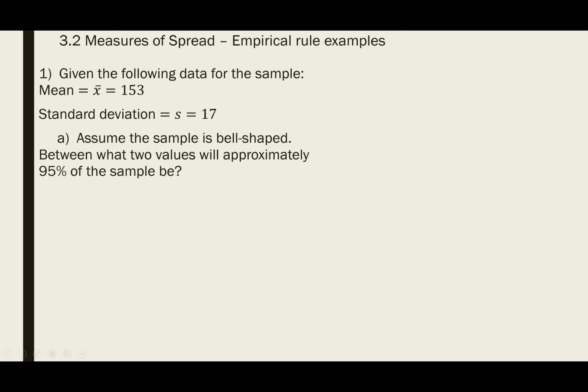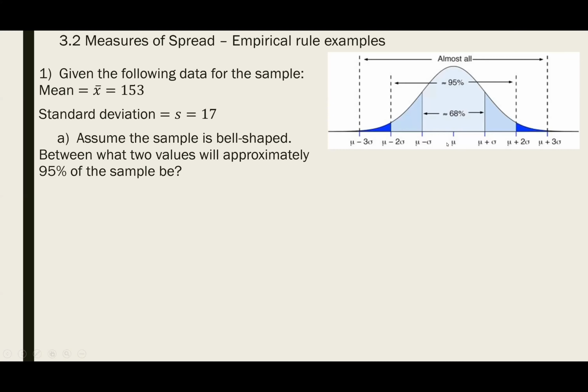So assume that the sample is a bell-shaped curve, and like I mentioned, the bell shape is basically the green light that we need to use the empirical rule, right? Between what two values will approximately 95% of the sample be? So looking at this, and again, disregard this symbol, I use the same picture. This thing is supposed to be the X bar and this thing supposed to be S.